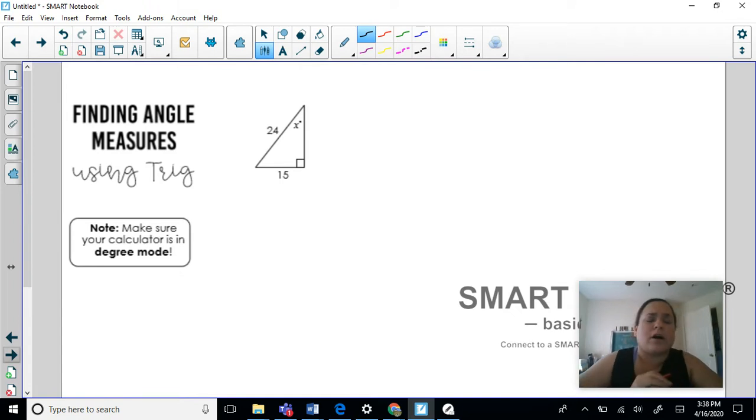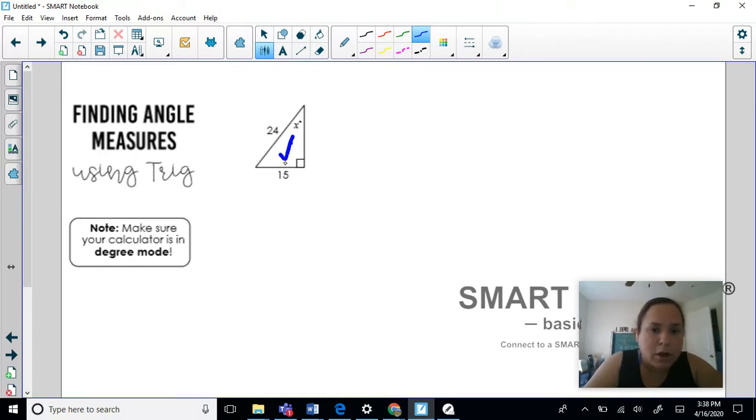So here we're being asked to find angle measures using trig. Remember always to make sure that your calculator is in degree mode, whether you're using a cell phone or a scientific calculator. You don't need a graphing calculator for this. Okay. Here, look at where X is. It's inside of the triangle, which means that we're looking for an angle. Also, we know we're looking for an angle because there's a degree symbol next to the X, okay?